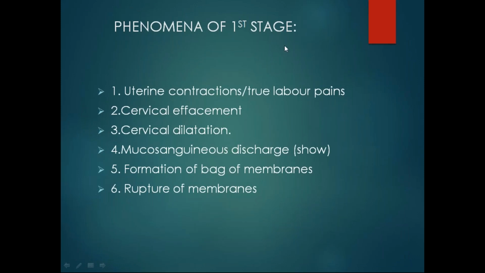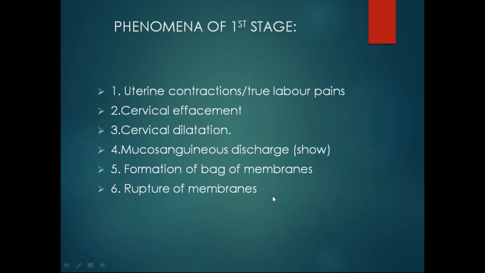Now coming to what are all the events that happen in the first stage of labor. The onset of uterine contractions or true labor pains, leading to cervical effacement, cervical dilatation, a passage of a mucosanguineous discharge, what we call show, formation of bag of membranes, and rupture of membranes.